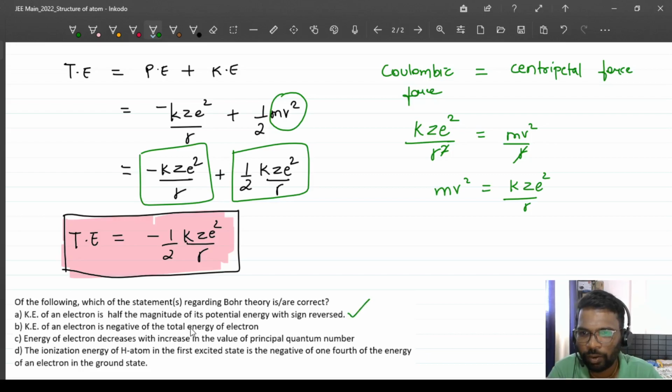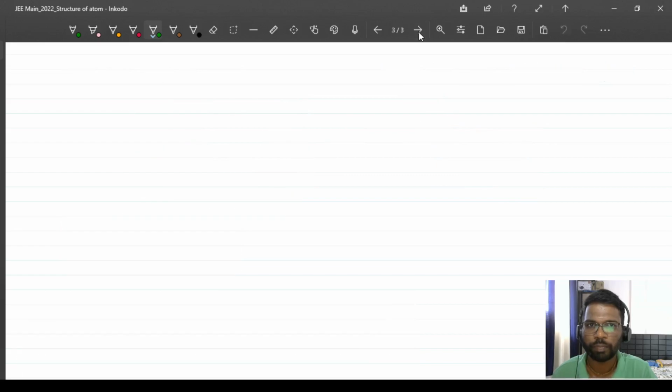Kinetic energy of an electron is negative of the total energy. Now, what is the total energy we are getting? Total energy I am getting is minus half kZe², and the kinetic energy is half times kZe². So this is also correct. Kinetic energy of an electron is negative of the total energy of the electron. Next, energy of the electron decreases with the increase in the principal quantum number.